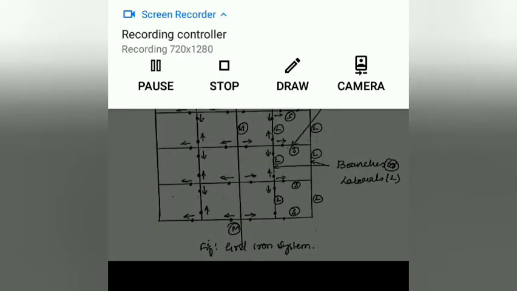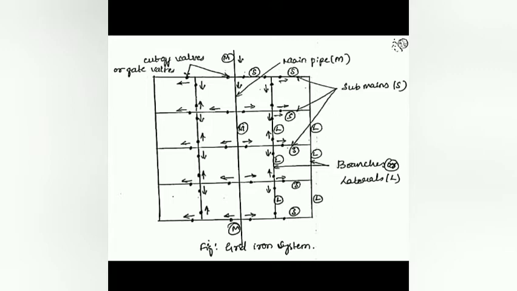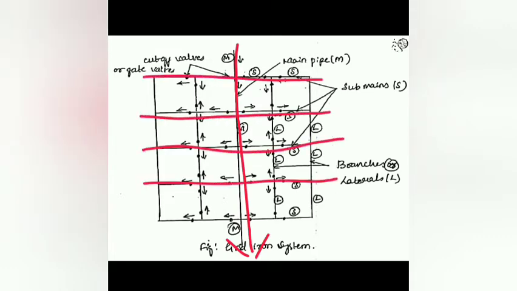Let us check its diagram and then we can go for its advantages and disadvantages. This entire system we can see, this one we call as a grid iron system. M is indicating the main line, and these lines are nothing but the submains. From here they have taken out, we can see L is indicating the laterals.